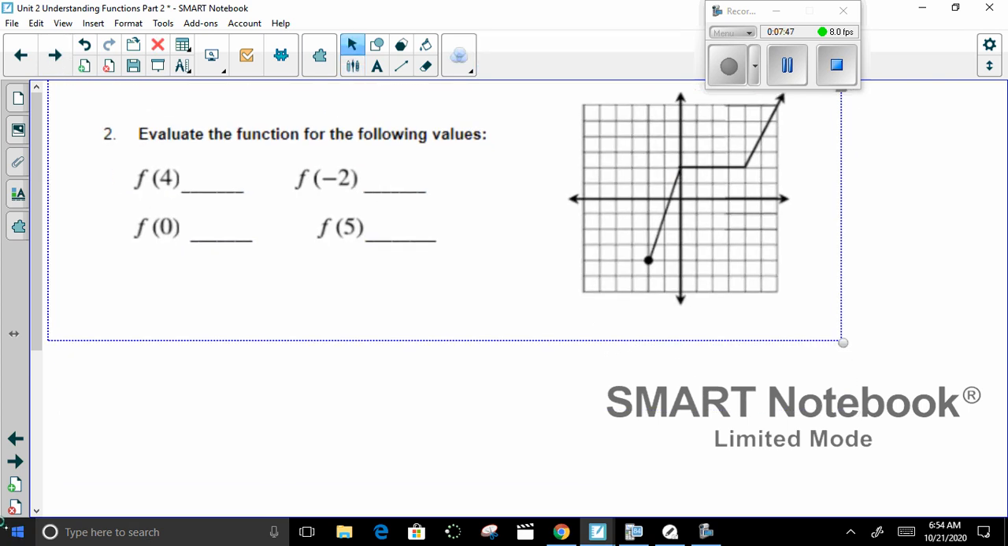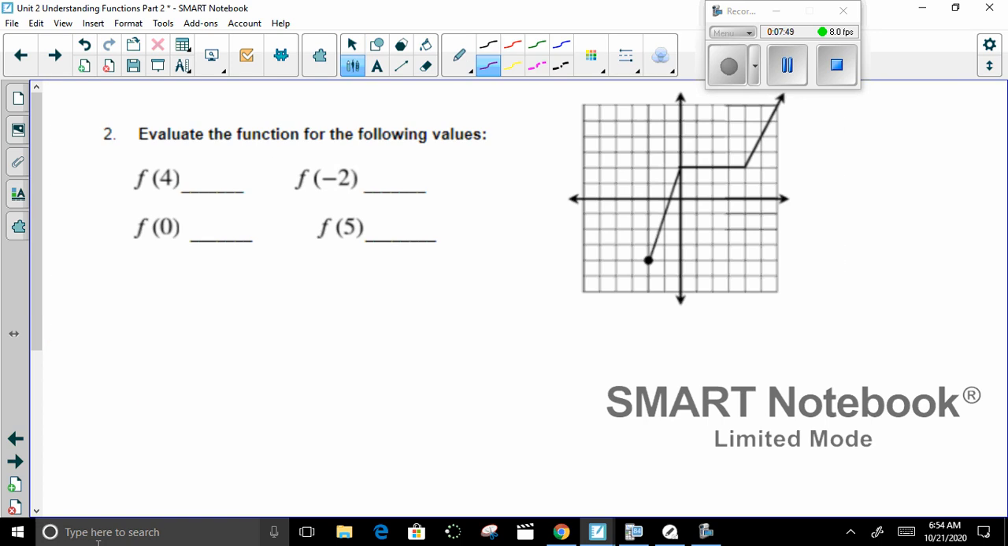All right, evaluate the function for the given values. Again, I'm doing the same exact thing. I'm just given a different function. So I'm finding f of 4, f of -2, f of 0, f of 5. So they're giving me some different input values, and I need to find my output.